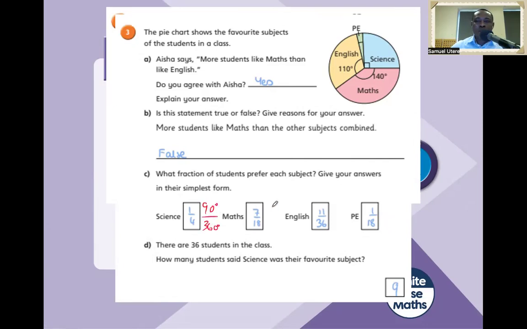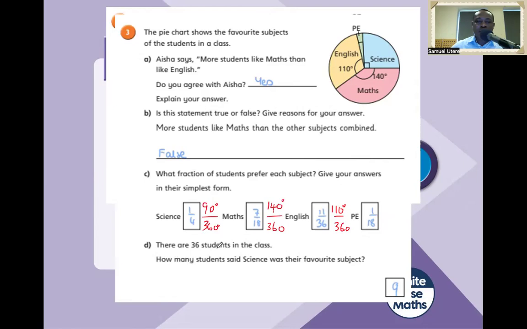This one is 140, and you can check this later using your calculator. That's how we got these fractions. For English, it is 110 degrees divided by 360 degrees. And then to know what is left of this, you simply add 140 to 110 plus 90. You subtract it from 360 to work this out. Whatever you get, you then do that number out of 360.